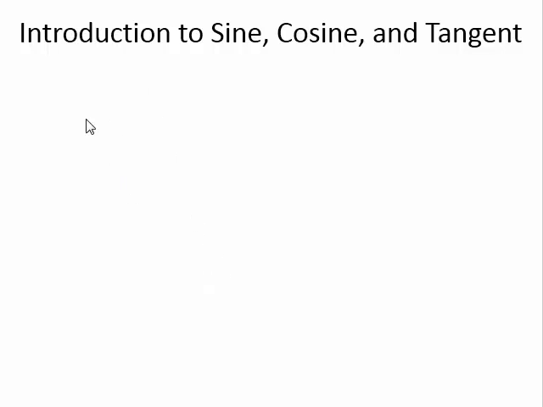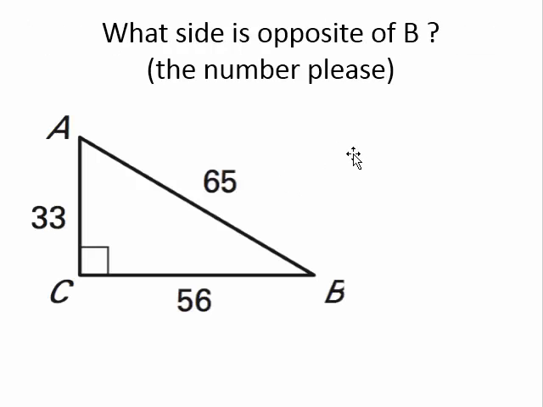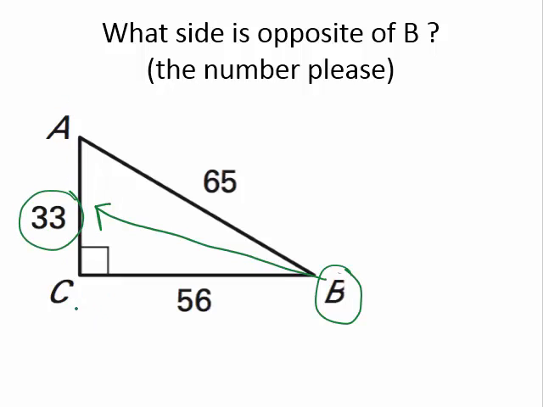In this video, we're going to be taking a look at an introduction to sine, cosine, and tangent. Before we get started, we need to look at some vocabulary words, the first of which is the word opposite. So what side is opposite of angle B? The word opposite, you could consider it meaning as across from. So if we take a look at angle B, the side that is across from or opposite angle B is 33, or AC.